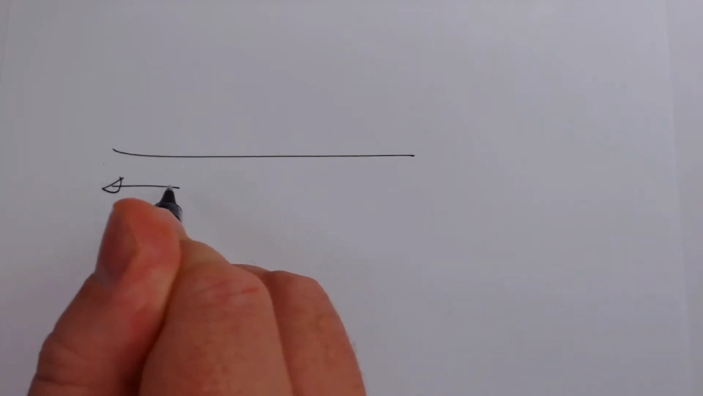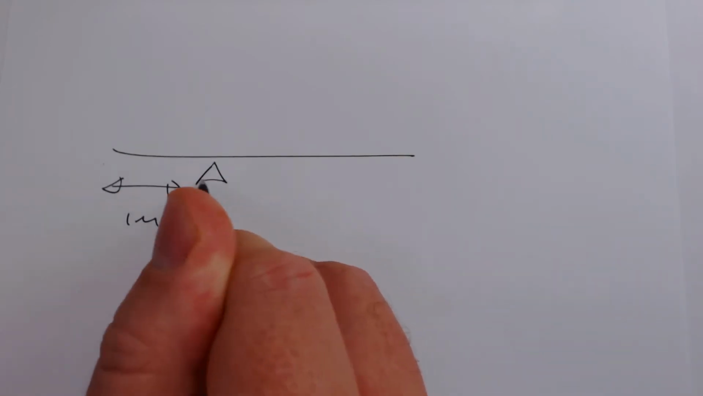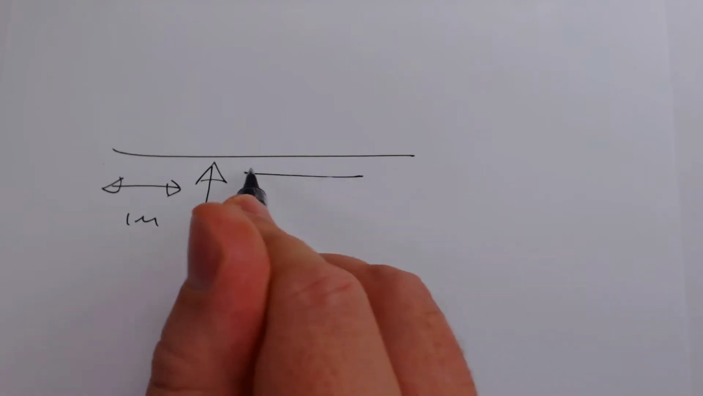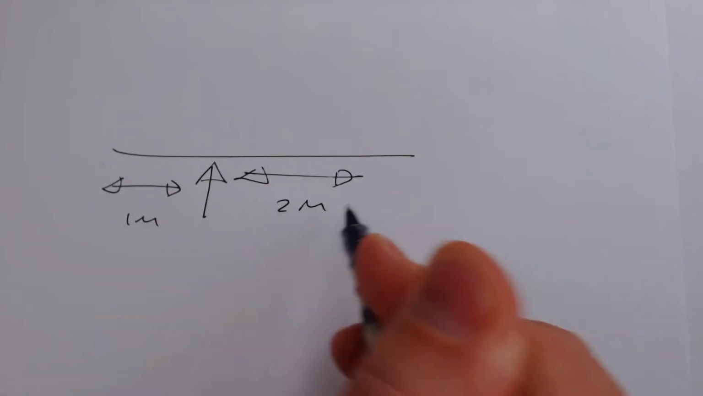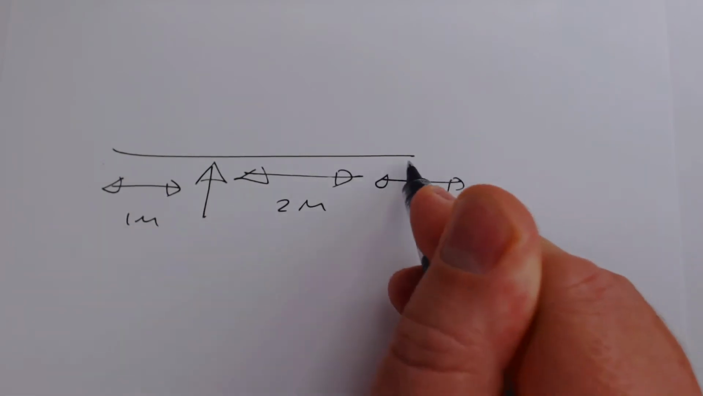For instance, you could have a problem like, I don't know, let's go for a similar sort of case. 1 meter, then we've got a pivot, 2 meters, then we've got a load, another meter, and then we've got another pivot.